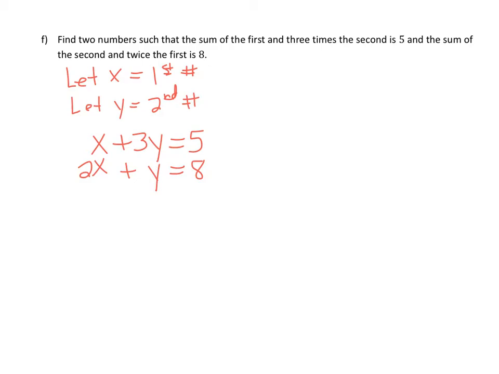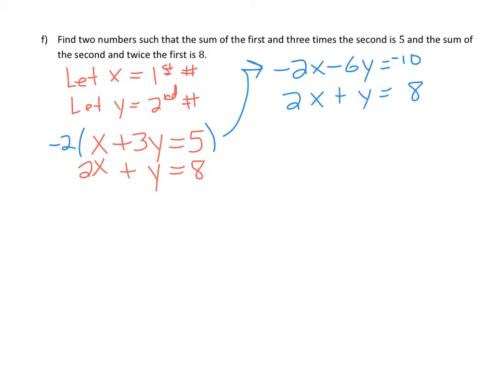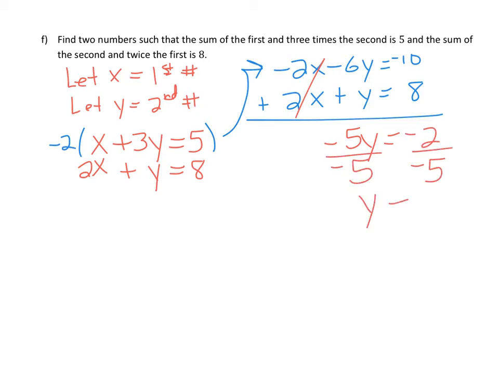I prefer to use the elimination method, but you can use whichever method you prefer. I'll get rid of the x's here. I'm going to multiply this top equation by -2. And I'm going to move the problem up here. So I have -2x minus 6y equals -10. And the other equation, just bring over 2x plus y equals 8. Go ahead and add them. I have -5y equals -2. Divide by -5. Y equals 0.4.